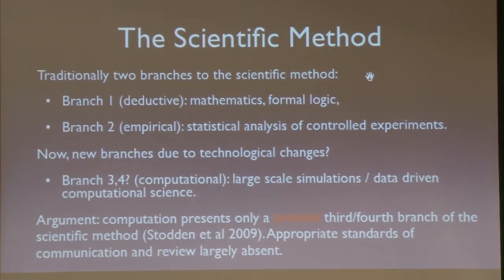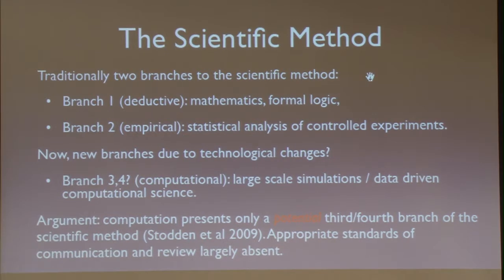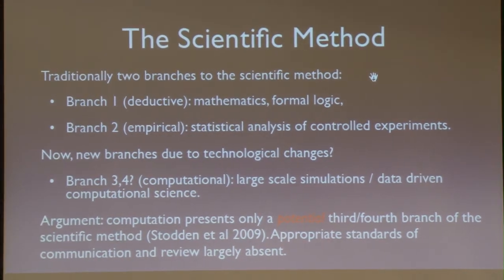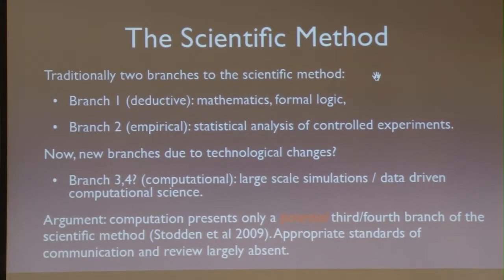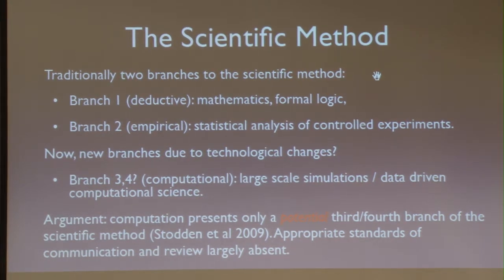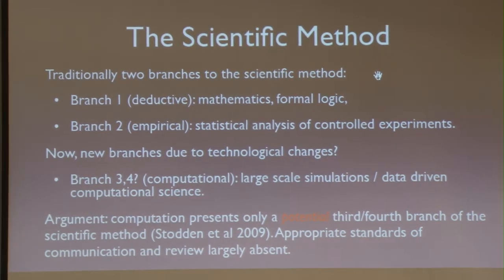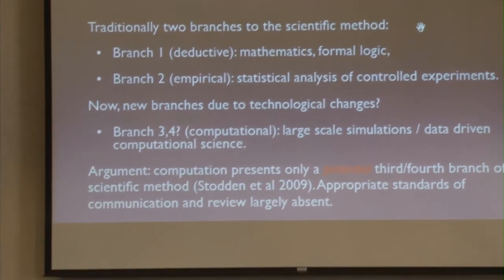So the argument I'm going to present to you in my less than 10 minutes is that computation, as it's instantiated in the scientific discovery process, is really only comprising a potential third or fourth branch of the scientific method. We need to be developing these standards of communication and of review for computational science.